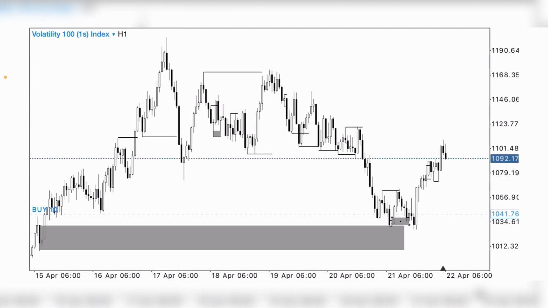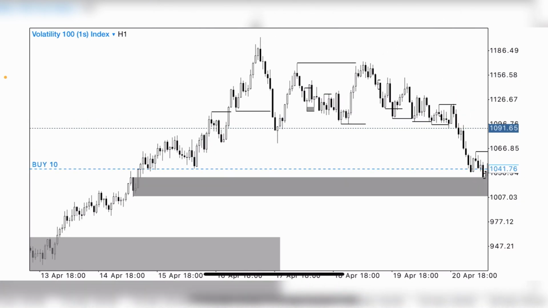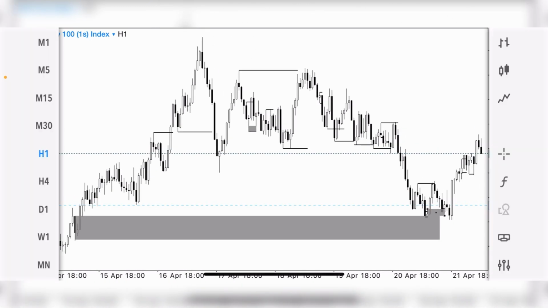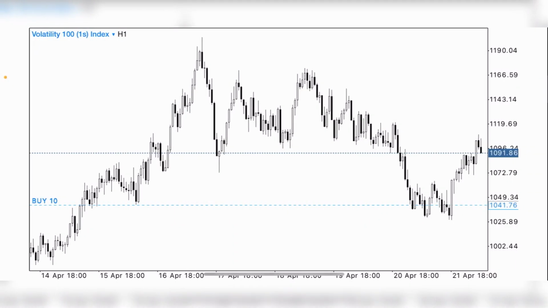Okay guys, so this is the 1 hour time frame. Don't mind all these markouts. I think I need to delete them so that we can start on a new page.